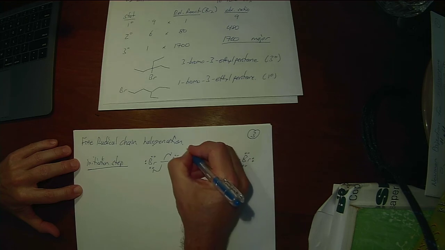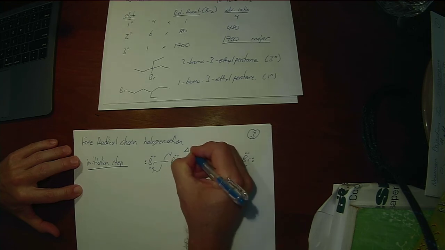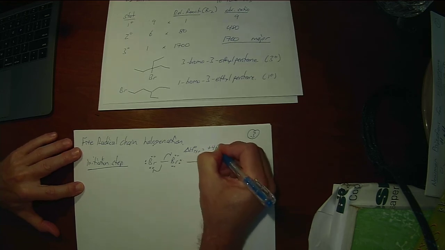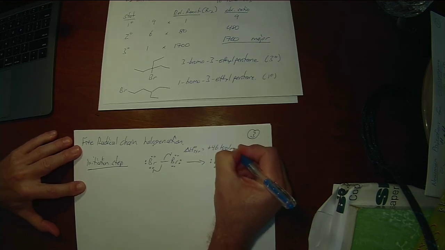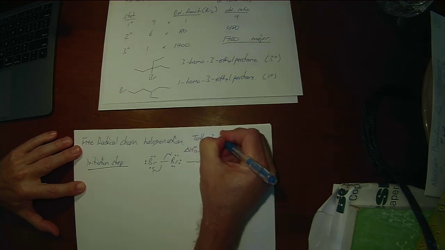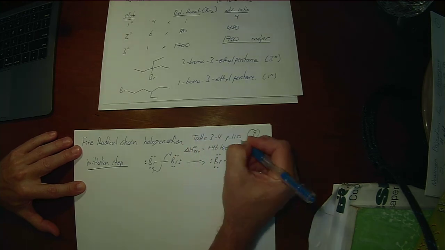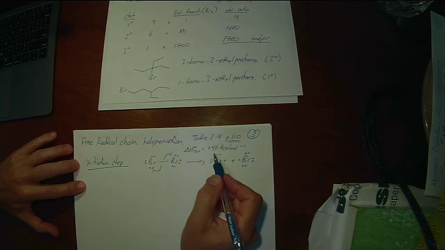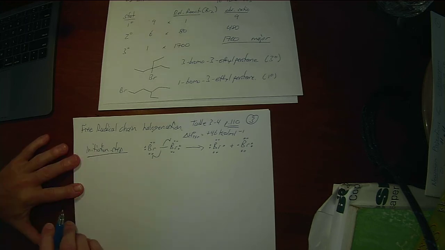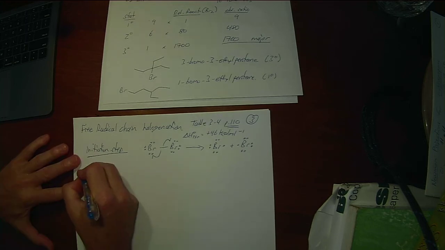And we know that the enthalpy of that reaction is equal to plus 46 kilocalories per mole. That came from table 3-4 on page 110. It's hiding in the margin notes on page 110. Right? That's not going to be part of our overall enthalpy of reaction, though, because the initiation step is not part of the balanced overall equation.